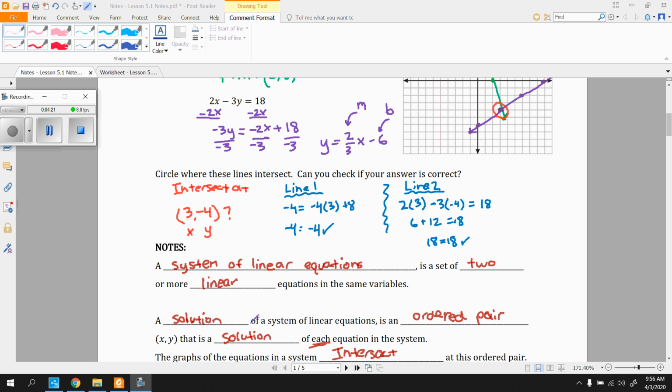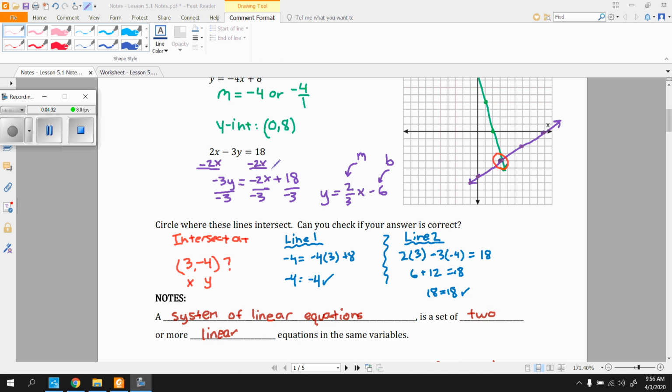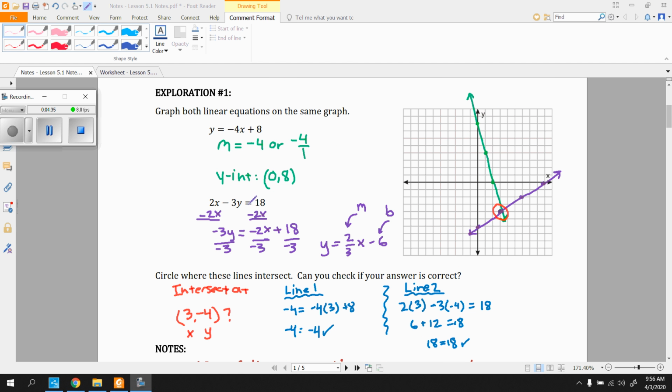So let's take a look at the notes. I've said it 3 or 4 times: what is a system of linear equations? It's basically 2 or more linear equations with the same variables. This fits that bill. It's 2 equations, and they both have x's and y's, part of the same kind of problem.